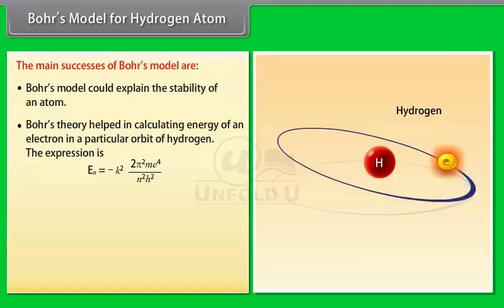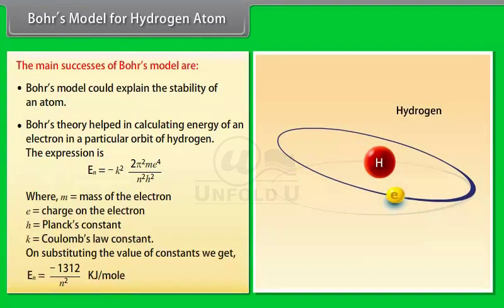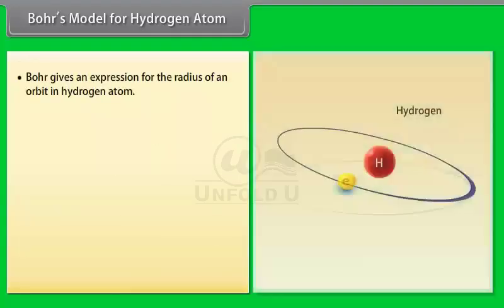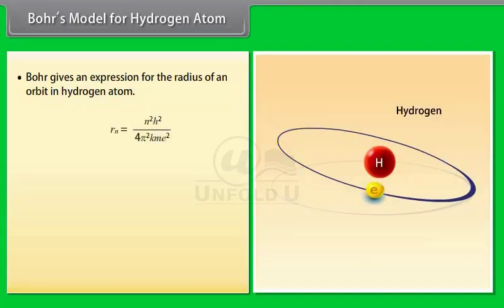The expression is En is equal to minus k² × 2π² × m × e⁴ divided by n² h², where m is mass of the electron, e is charge on the electron, h is Planck's constant, k is Coulomb's law constant. On substituting the value of constants, we get En is equal to minus 1312/n² kilojoule per mole. Bohr gives an expression for the radius of an orbit in hydrogen atom. Rn is equal to n² h² divided by 4π² k m e².